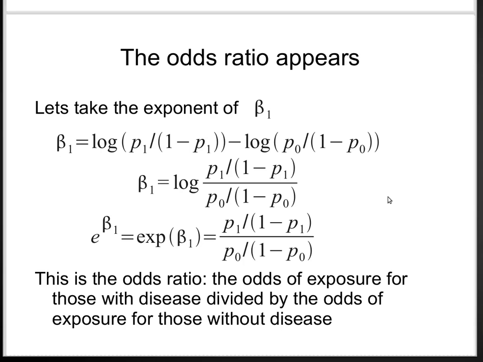What have we done? We've taken the difference between two logarithms and written it as a logarithm of a ratio. And then we've taken the exponent. And there's our odds ratio. That means that the exponent of beta 1 is our odds ratio. How about that, eh? It's the odds of exposure for those with disease divided by the odds of exposure for those without disease.